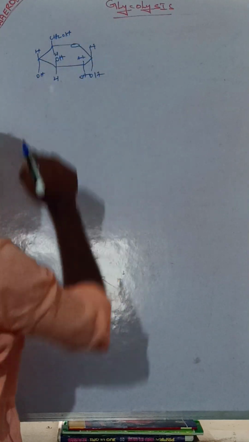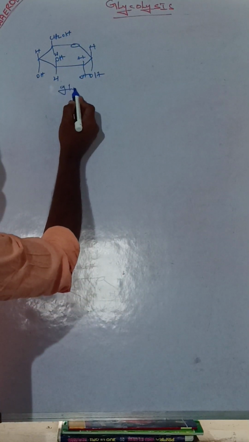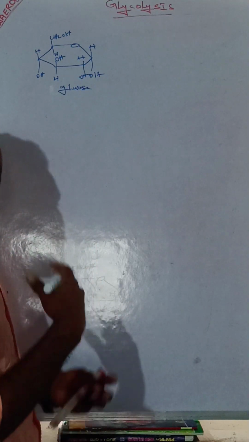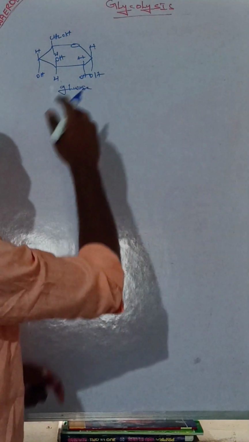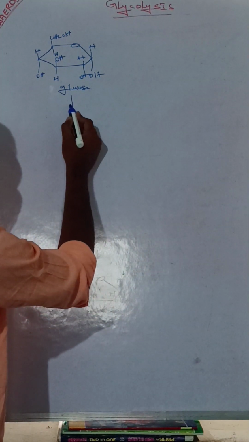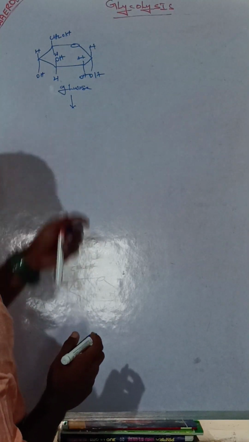What is this? Ethanol group. Okay, this is the cyclic form of the glucose. Now, after entering of this glucose molecule into the cytosol of the cell, the glycolysis process will begin. Now, what will happen to the glucose in the presence of hexokinase?